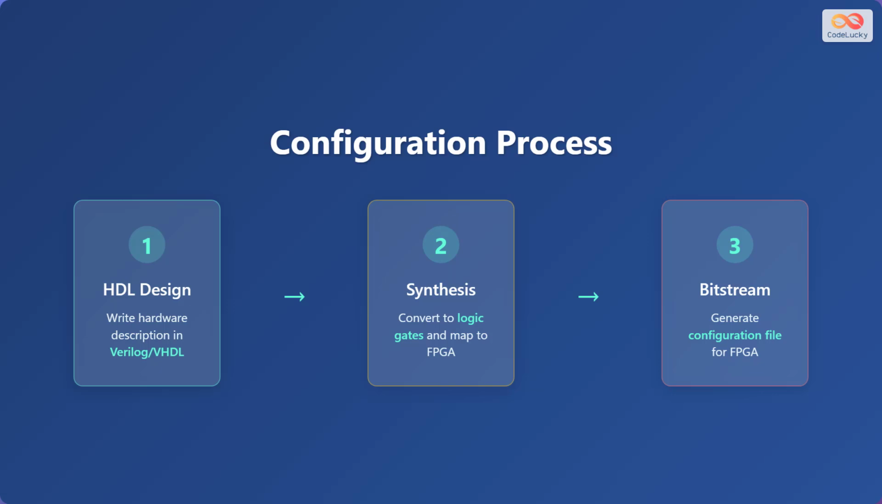Let's walk through the configuration process for FPGAs. The first step is HDL design, where you write the hardware description in Verilog or VHDL. Next is synthesis, where the code is converted to logic gates and mapped to the FPGA architecture. Finally, the bitstream is generated, which is the configuration file used to program the FPGA.